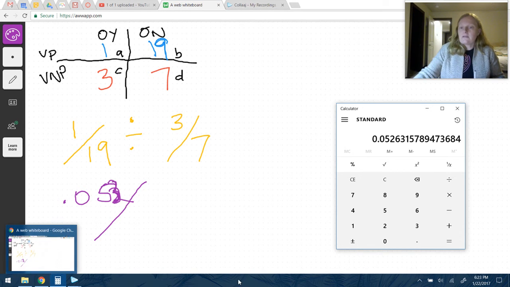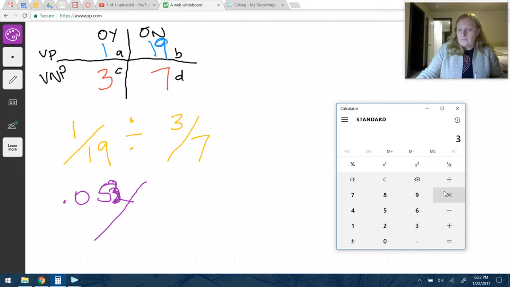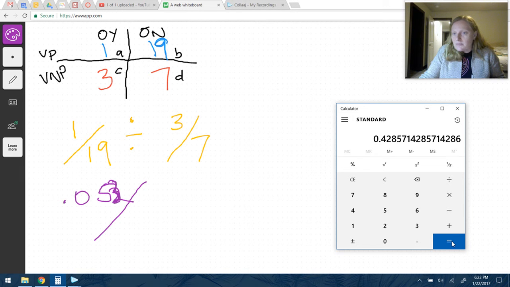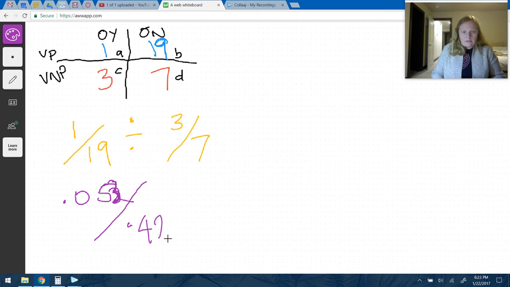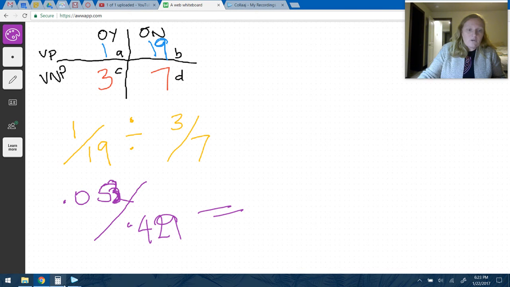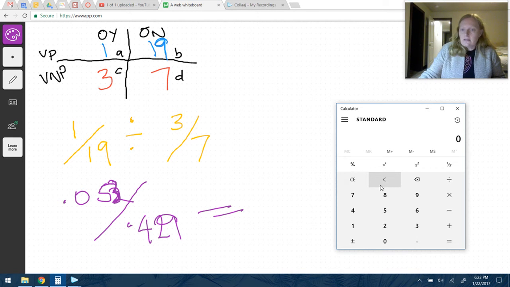Again, I can't do that in my head. 3 divided by 7 is 0.4, what am I doing, 3 decimal places? 0.429. Okay, and we're going to give that again. I'm not going to be able to do that in my head. So 0.053 divided by 0.429 gives us an odds ratio of 1 to 3.